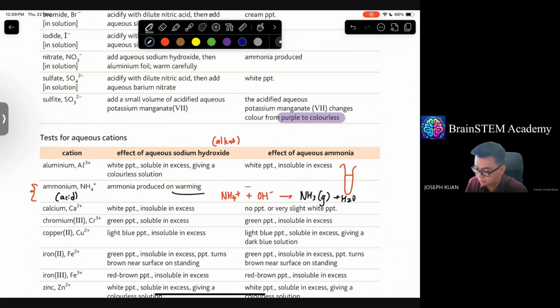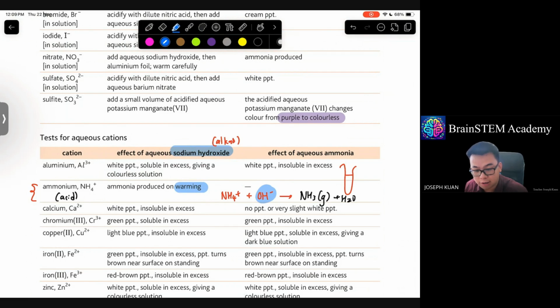upon heating. So there are 3 points here. Number one, you must add sodium hydroxide, which reacts with this acid, and then that will liberate ammonia upon heating. So you heat it, then ammonia is produced.